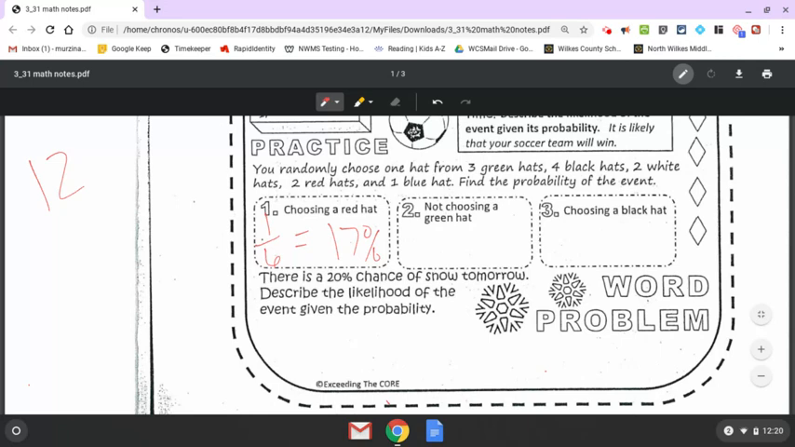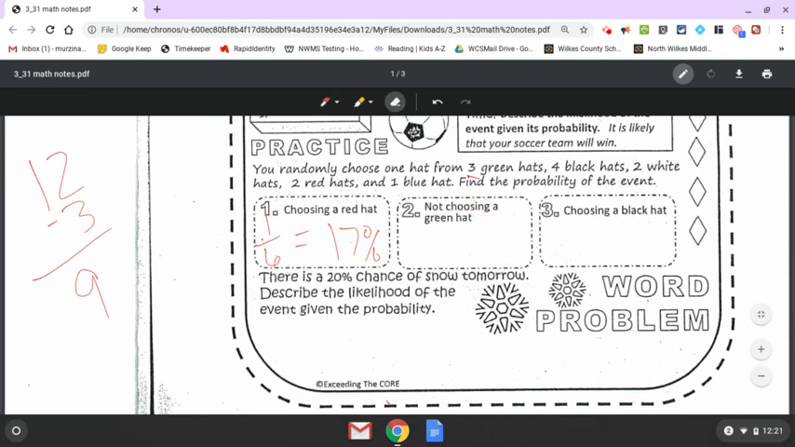Next, what is the likelihood of not choosing a green hat? Okay, so we know that there's 12 hats total, and there are 3 green hats. That means if we take away all the green hats, there are 9 hats left. Your probability of not choosing a green hat is 9 out of 12 because there are 9 hats after you take away those 3 green ones. And then again, we can reduce that, and that reduces to 3/4.